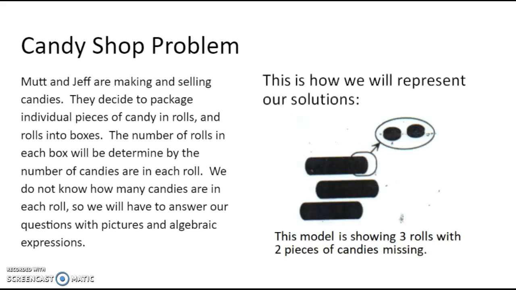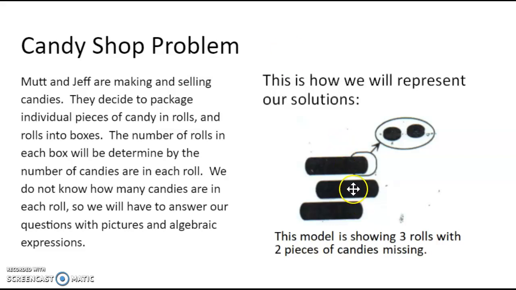There are these two guys, Mutt and Jeff, and they're making and selling candies. So they decide to package individual pieces of candy in rolls. And then the rolls get packaged in the boxes. Now, the number of rolls in each box is determined by the number of candies in each roll. But we don't know how many candies are in each roll, so we have an unknown value here. So we're going to have to answer our question with pictures, and then later on we'll talk about answering with algebraic expressions. So let's look at what this picture is right here.